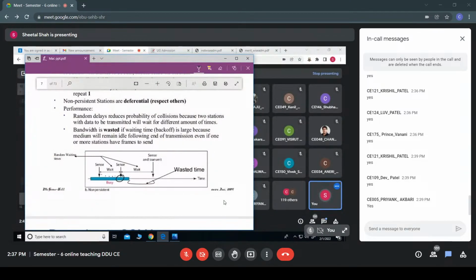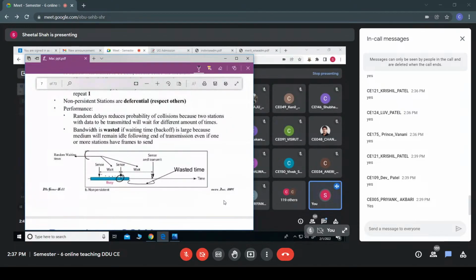Once again, it will sense the channel. Again, if the channel is busy, again it will wait some random amount of time. Again, it will sense the channel and so on. Are you getting me? Instead of continuously sensing the channel, it waits for a random amount of time. And once again, it would sense the channel.